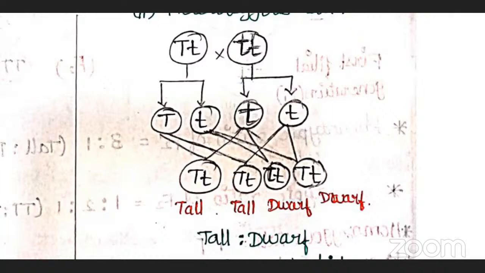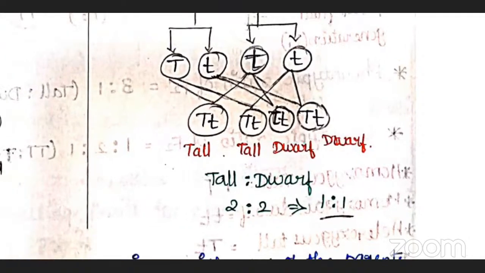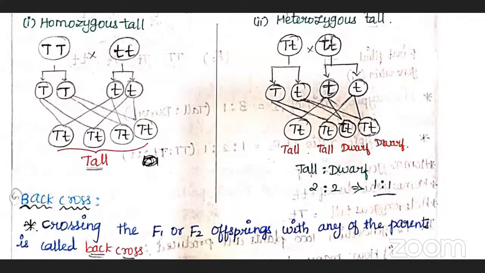Clear? So at the end of that result, we get a 1:1 ratio: capital T, small t, and small t, small t. At the end of the test cross, the ratio is 50% tall plants and the remaining 50% short plants. So the ratio is 1:1. That is called a test cross.